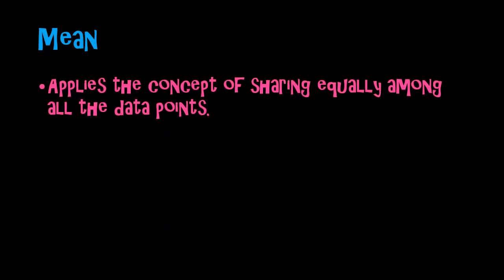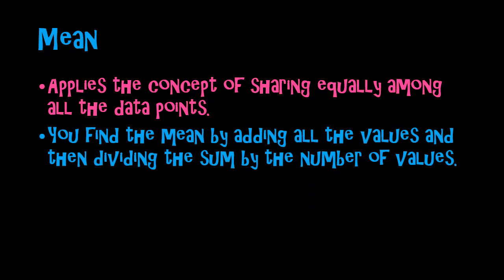Now let's talk about one of the essential ways we find the center or the average of a data set. This is called the mean. It applies the concept of sharing equally among all the data points. You find the mean by adding all the values and then dividing the sum by the number of values. The number of values means you count how many values there are in all.